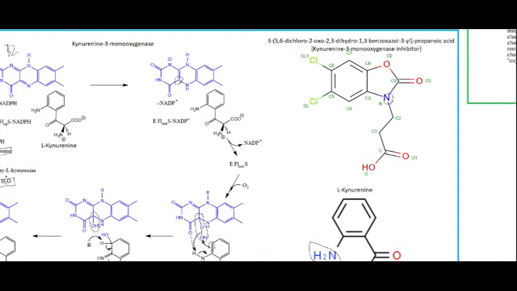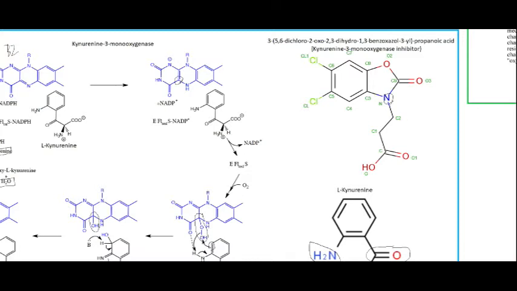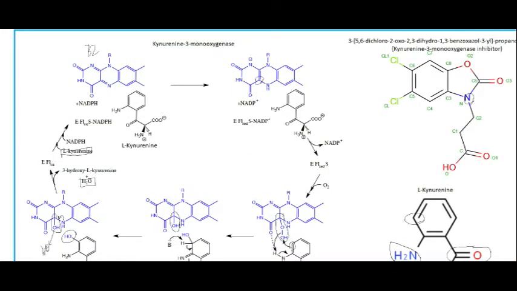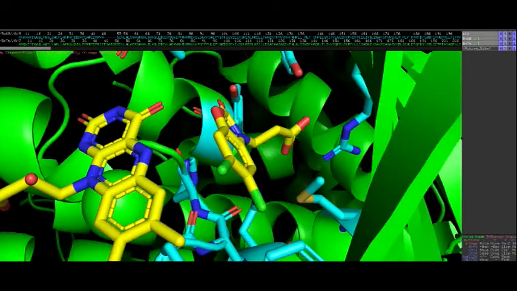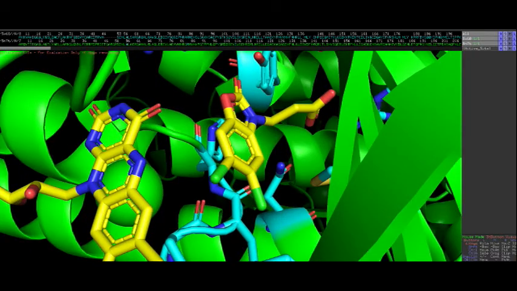We have this double bound oxygen right here, which would probably fit into the same place in our active site as this oxygen right here. And so in our mechanism, we can see that we are adding a hydroxyl group that is on the other side of the nitrogen. So that would be to this carbon here, which would be similar to this carbon here on the inhibitor. And if we look for that carbon there, we said it was this carbon right here.